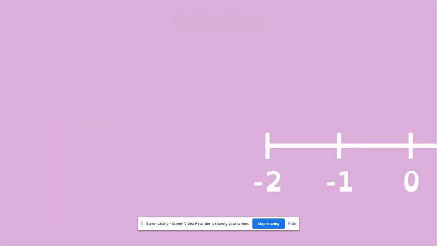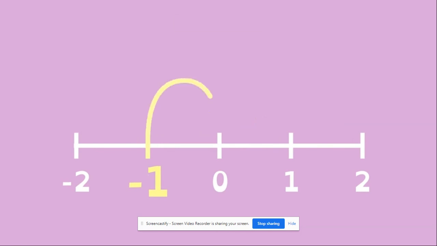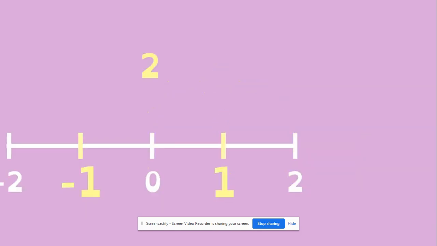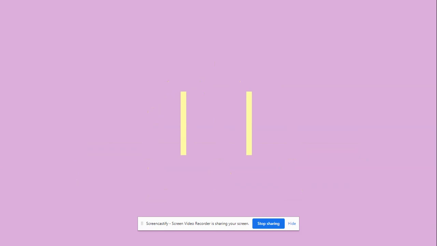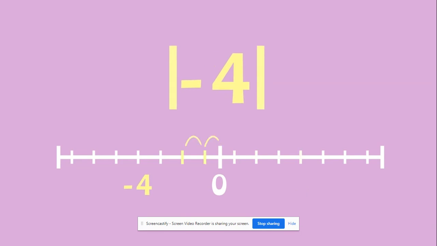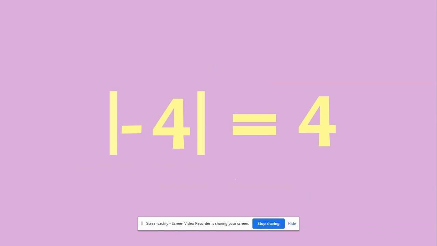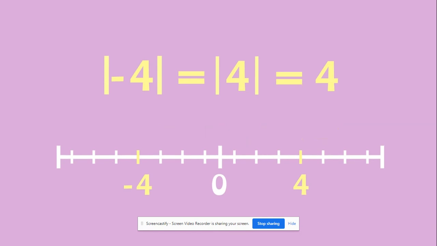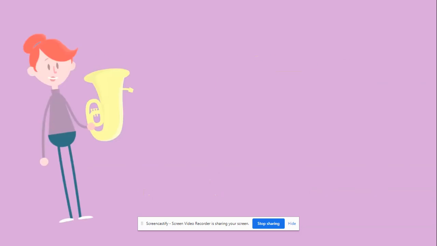Absolute value. The absolute value of a number is its distance from another number on a number line. Distance is a measurement that tells you how far you've gone from one point to another. The notation for absolute value is two straight lines, like this. The absolute value of 4 is 4, because 4 is 4 places from 0 on the number line. -4 is also 4 places from 0 on the number line, so its absolute value is also 4. Absolute value is always a positive number because it's the distance from the other number, in this case 0, no matter the direction.